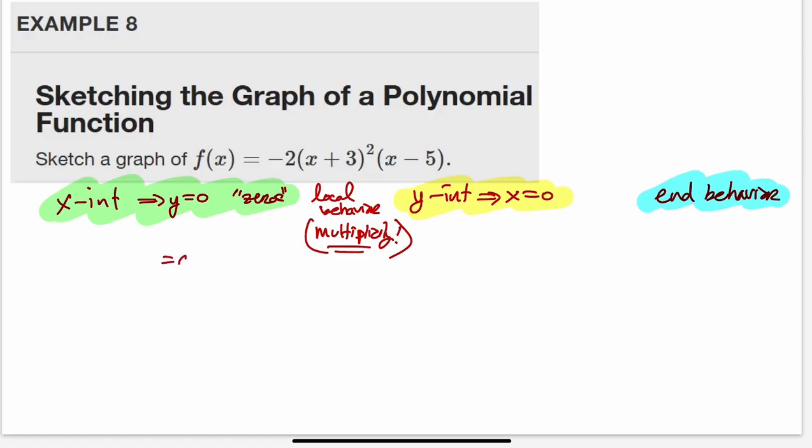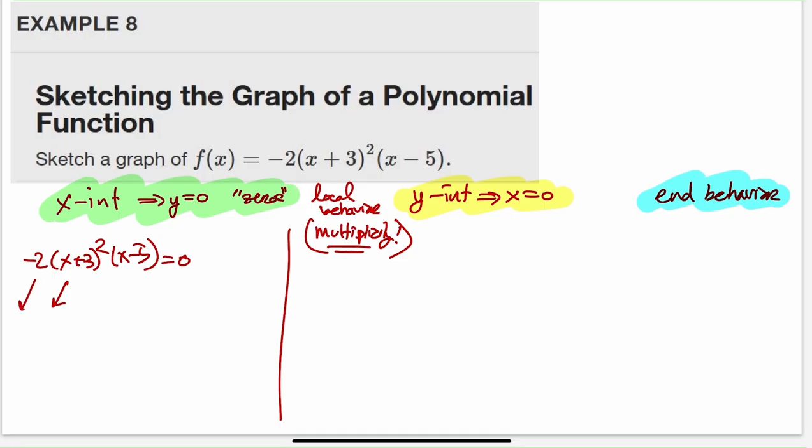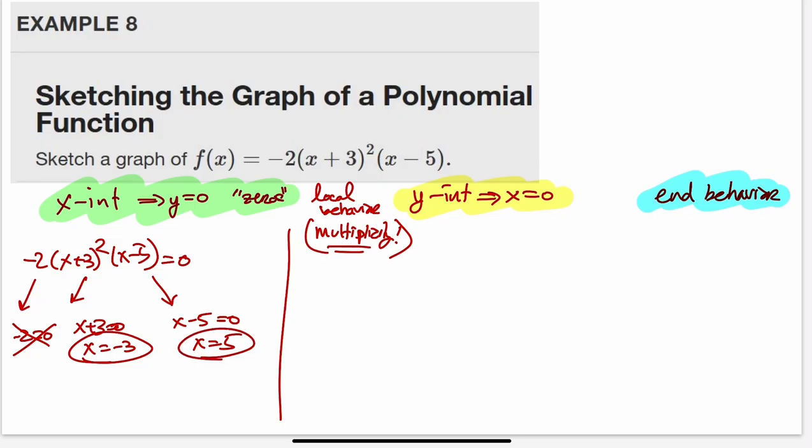The x-intercepts are where y equals 0. So I'm going to take my function and set it equal to 0, and what I get is that either -2 is equal to 0, which never happens, or x plus 3 is equal to 0, which would give you -3, or x minus 5 is equal to 0, which would give you 5. So my only two x-intercepts, so far I have x-intercepts at -3 and 5.